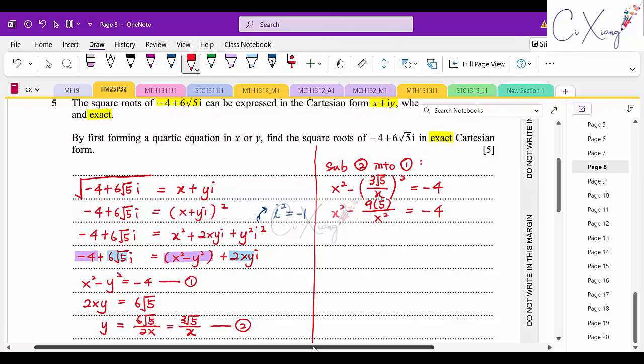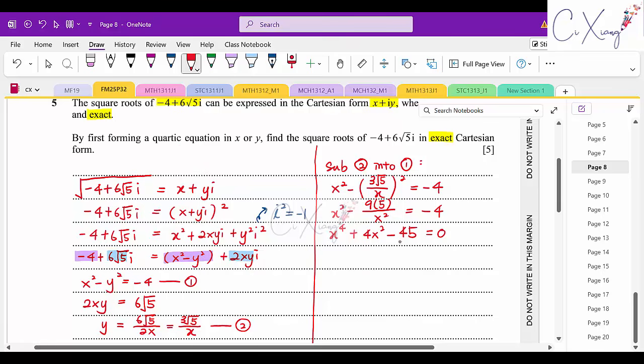So what can I do from here? I want to get rid of the x squared in the denominator, so I multiply every single term by x squared. So I have x to the power 4, then plus 4x squared, then minus 9 times 5, which is 45, equals 0. The negative 4 on the right, originally multiplied with x squared, I move to the left, so I have a positive 4x squared here. If you look at this particular equation, it fulfills the hint in the question where they said by first forming a quadratic equation.